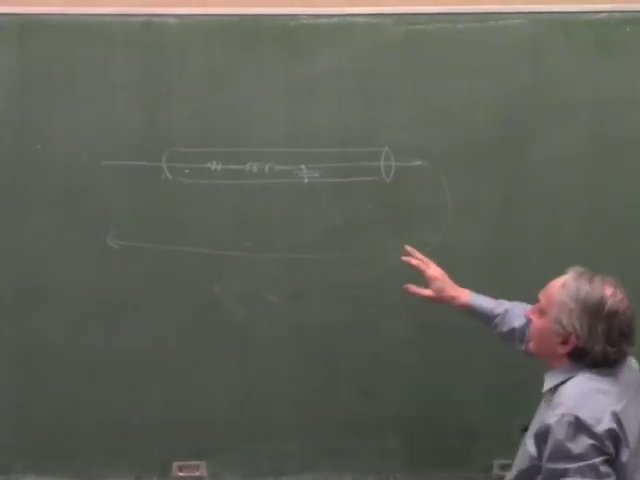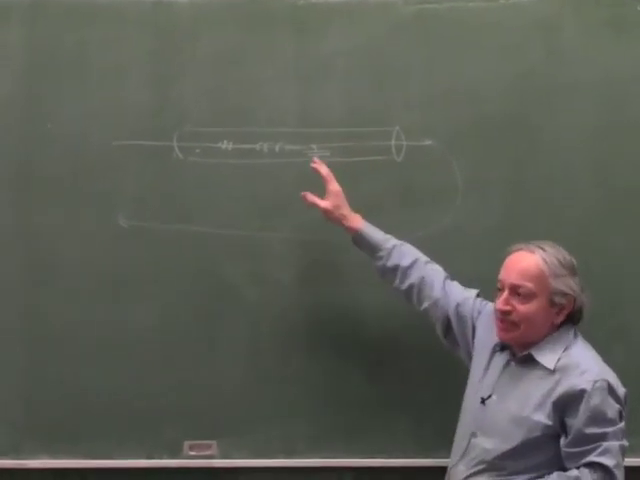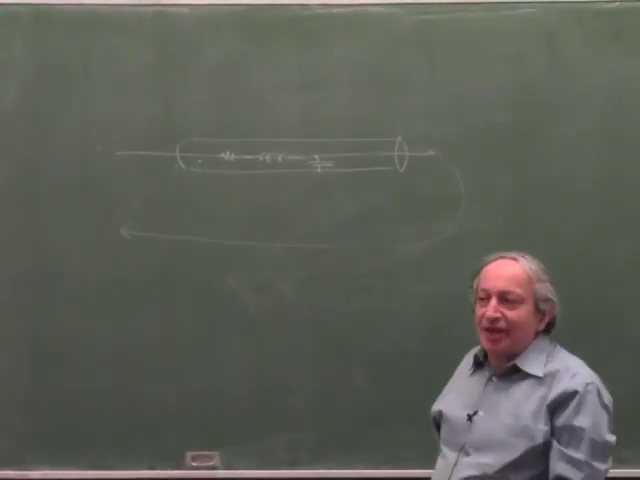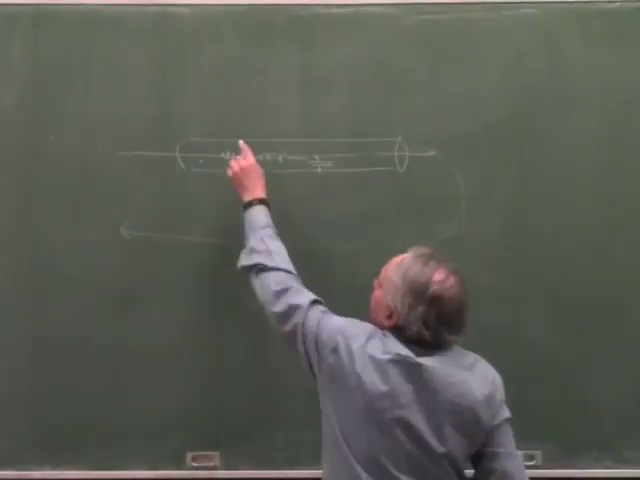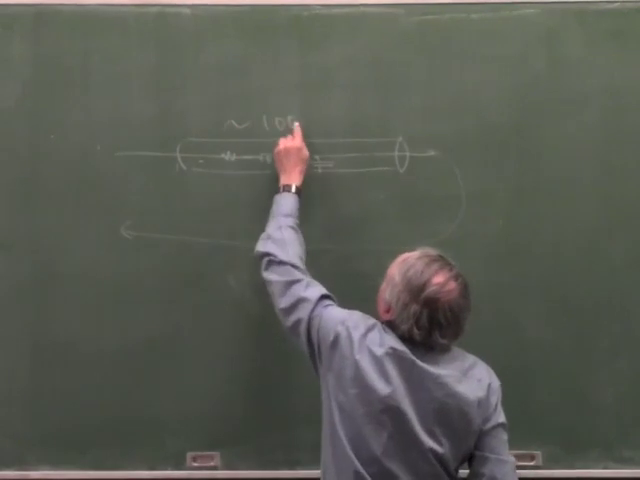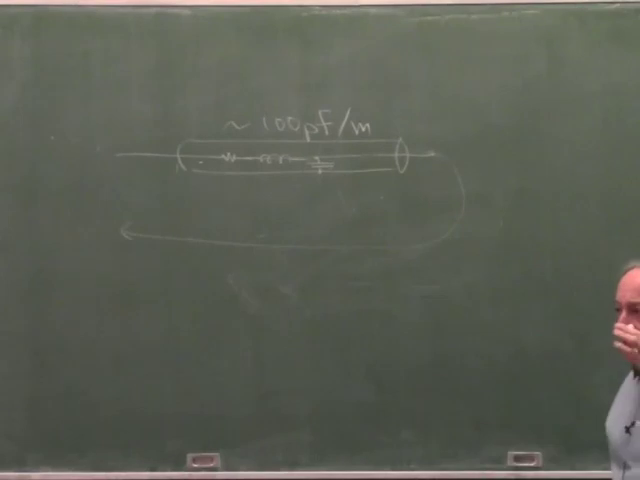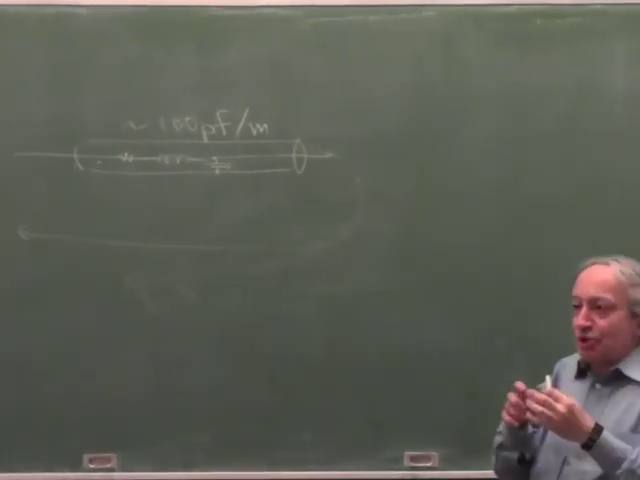But even if we ignore all that, we say this wire is basically a capacitor. Typical shielded wires or typical coaxial cables have a capacitance in the order of 100 picofarad per meter. That's a good number to remember. That just comes from the geometry.